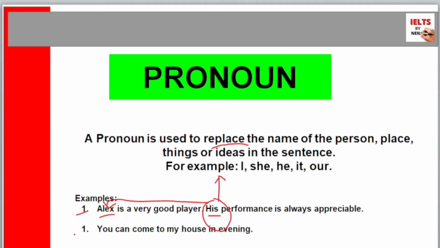Let's look at the next one: you can come to my house in the evening. So in this one, you is a pronoun. Why? Because you is replacing the name of a person. Because you could be the name of a person, could be Alex, could be Sarah, could be Peter, could be anyone. But you is a common word which is replacing the name of the person. So that's why it's called a pronoun. I hope it's clear to you now. Let's move on to the next one.